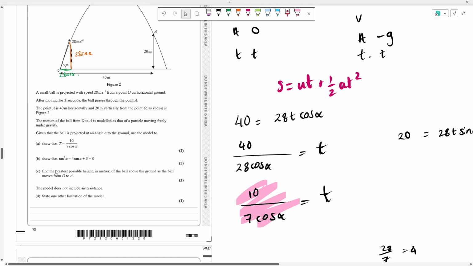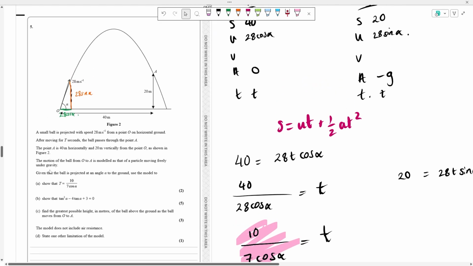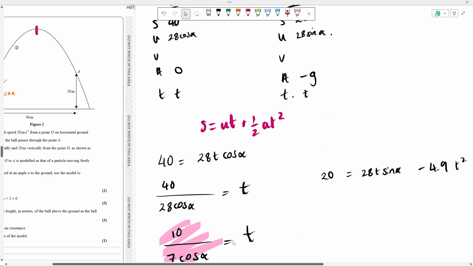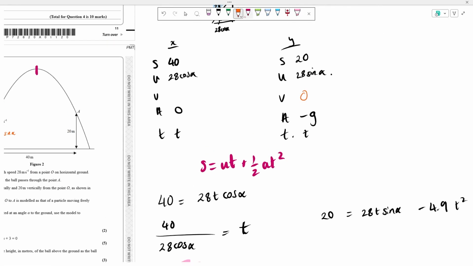Find the greatest possible height in meters of the ball above the ground as the ball moves from O to A. So essentially what's asking you is, what is this point here? What is the highest point? And essentially how you can work that out is when your final velocity is equal to 0.